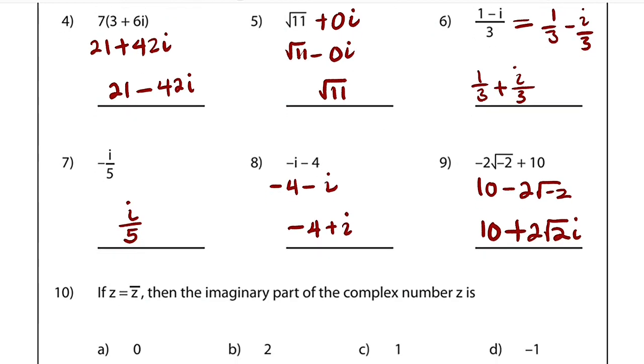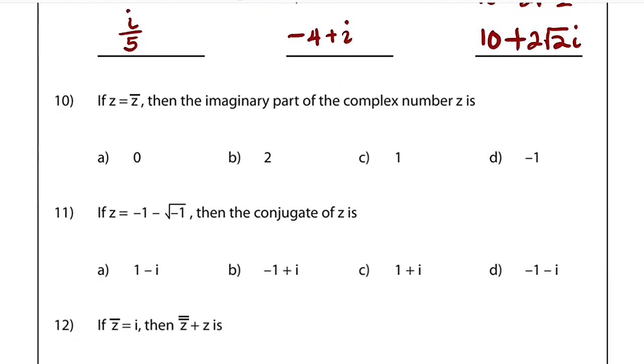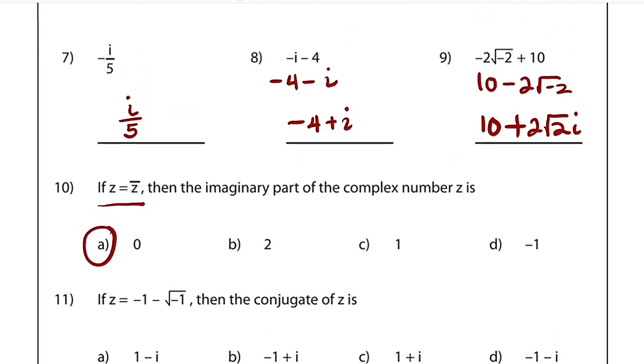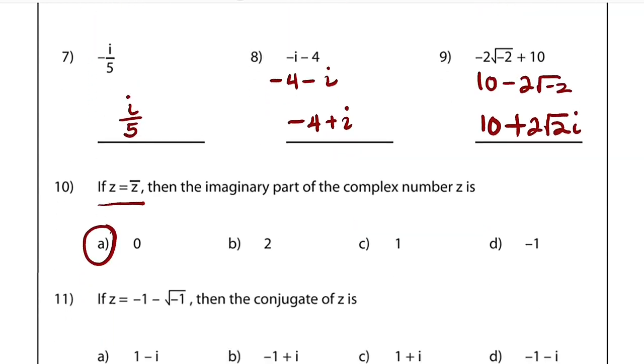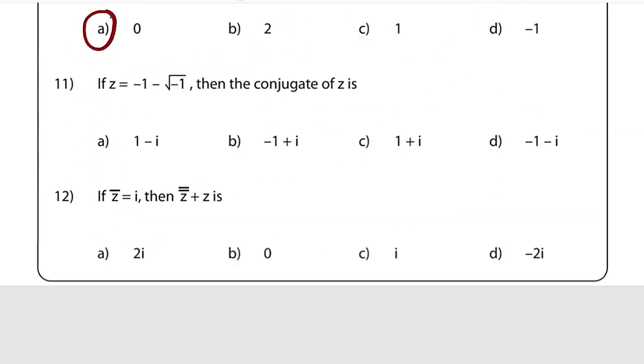Moving on to the other part, 10 to 12. Question number 10 states that if a complex number is the same thing as its conjugate, then the imaginary part of the complex number z is 0. We have treated this one in question number 5. Look at it here. We have the complex number just root 11 and the conjugate is also root 11. So when the imaginary part is 0, that is when you have a complex number equal to its conjugate. Or should we prove it? Let's prove it here.